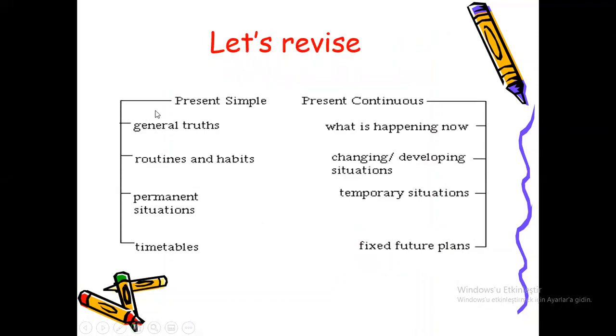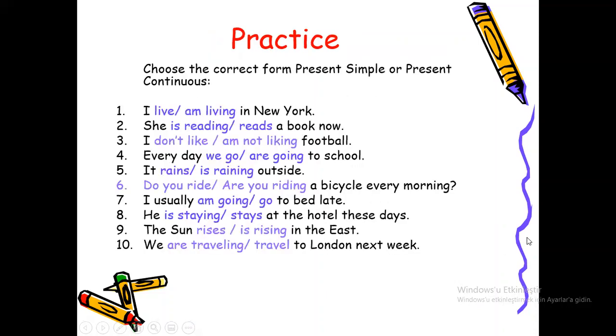Let's revise. Present simple and present continuous. Be careful. If we have general truths, we use present simple. If we are talking about what is happening now, we use present continuous. Routines and habits, present simple. Changing, developing situations, present continuous. Permanent situations, present simple. Temporary situations, present continuous. Timetables, present simple. And fixed future plans, present continuous again.